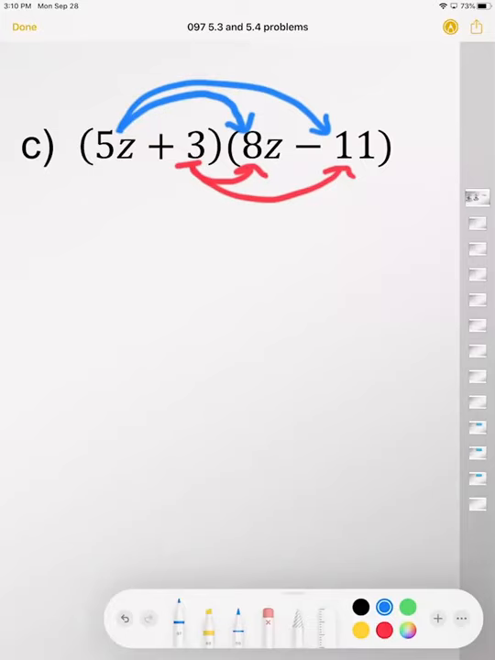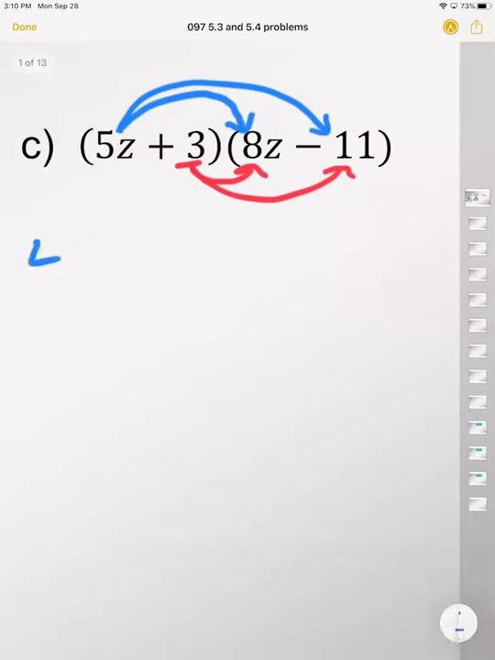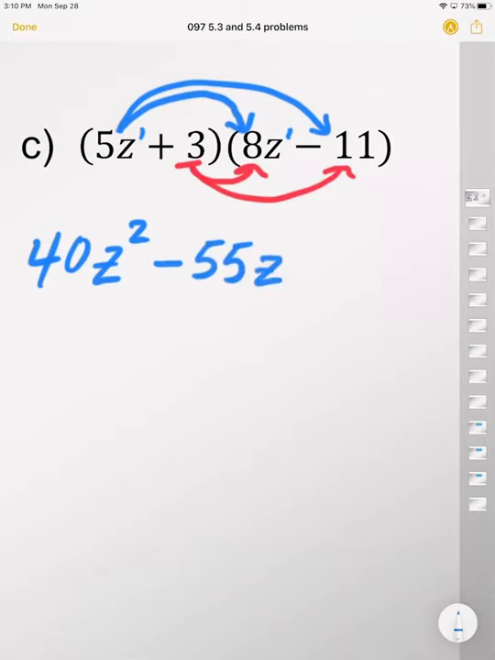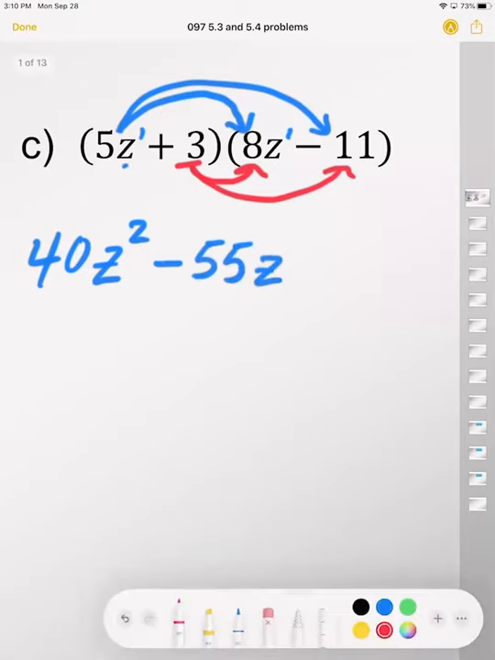This will give me 40. Z times Z gives me Z squared. Remember, when you multiply the variable, we need to add the exponents. 1 plus 1 will give you 2. Similarly, 5 times negative 11 will give me negative 55. Bring down my Z. Why? Because there's a Z here. And that is what we have in terms of the first item.